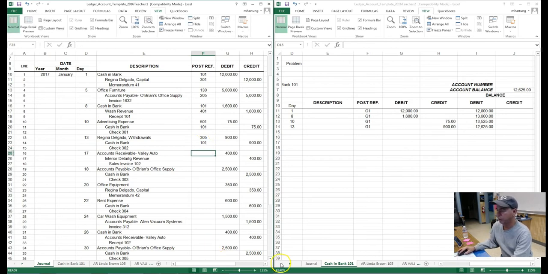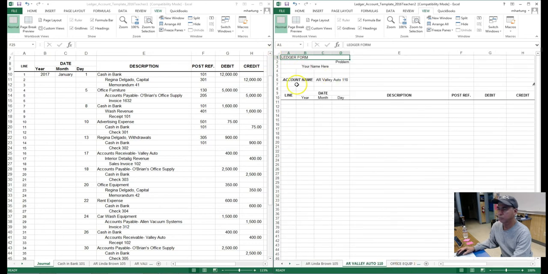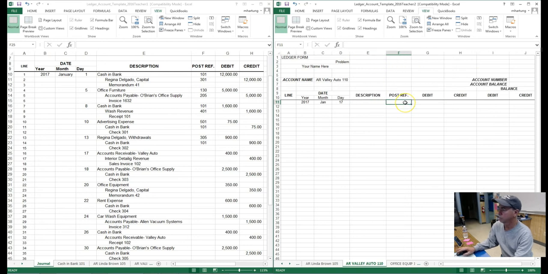Accounts receivable, Valley Auto. Accounts receivable is an asset. Let's look for a 200 level account. There it is right there. $400 debit. That is on the 17th. And Valley Auto owes us $400.